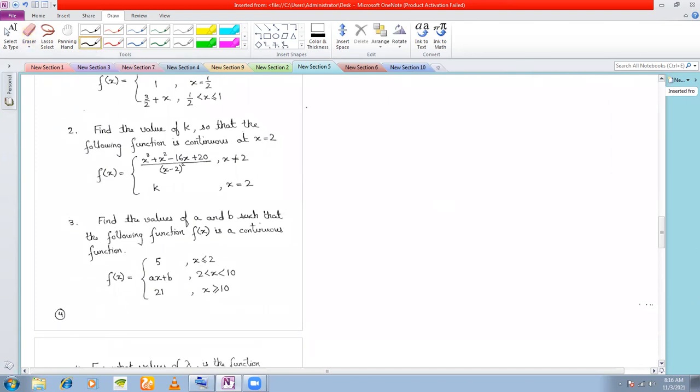Number 2. Question: find the value of k so that the function is continuous at x equal to 2.